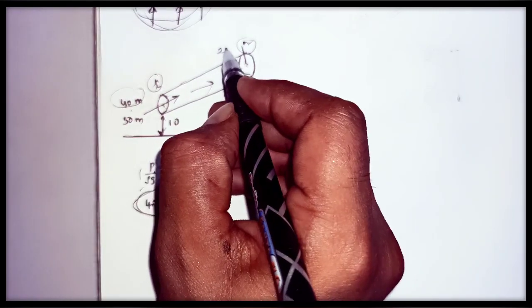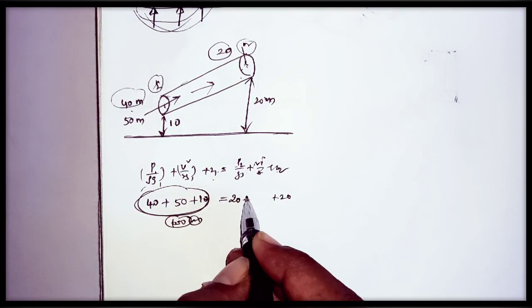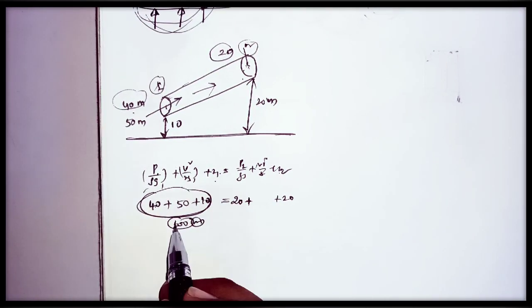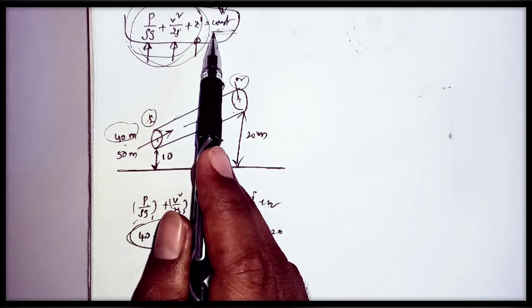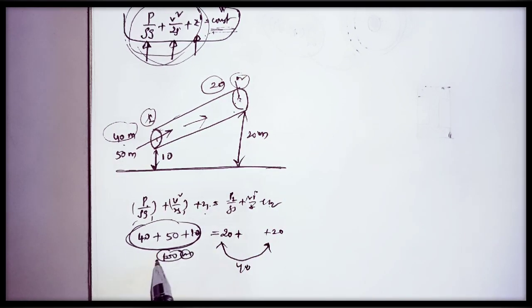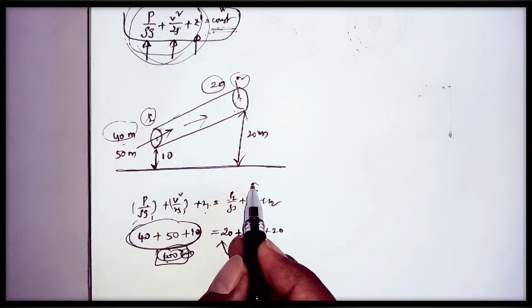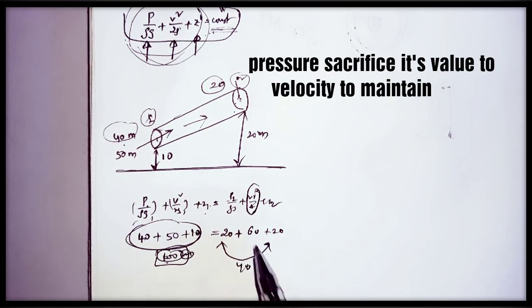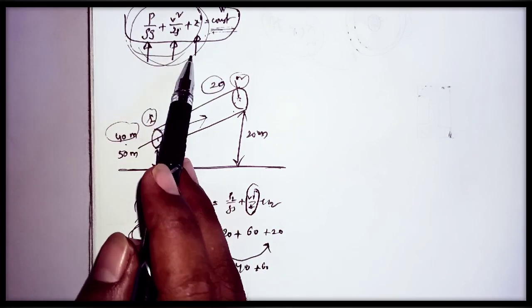Let us consider that a 20 meters pressure head exists at section 2, and to maintain the constant according to the principle of conservation of energy, the summation of 20 plus 20 is 40, but the total value is 100. That means the kinetic head must be 60 meters, then only the law of conservation of energy will hold.